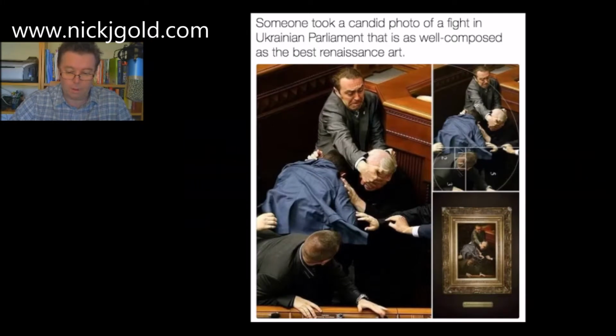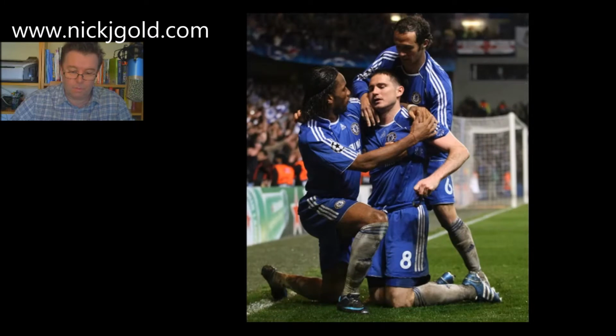There we are again. Okay, so that's an example of an accidental Renaissance photograph. It's probably true that the photographer hasn't deliberately tried to copy any Renaissance style. It's an accident. The photograph has ended up looking like a Renaissance painting accidentally. Let's look at some more.